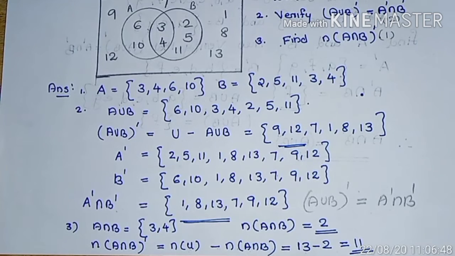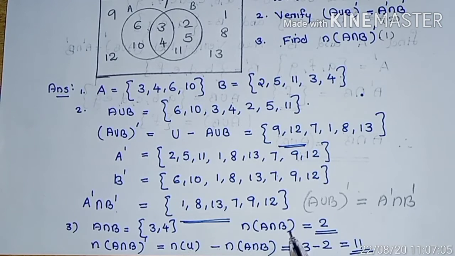How many elements in U? U is equal to set {1, 2, 3, 4, 5, 6, 7, 8, 9, 10, 11, 12, 13}. So, n(U) has 13 elements. 13 minus 2 is equal to 11. n(A ∩ B)' is equal to 11.